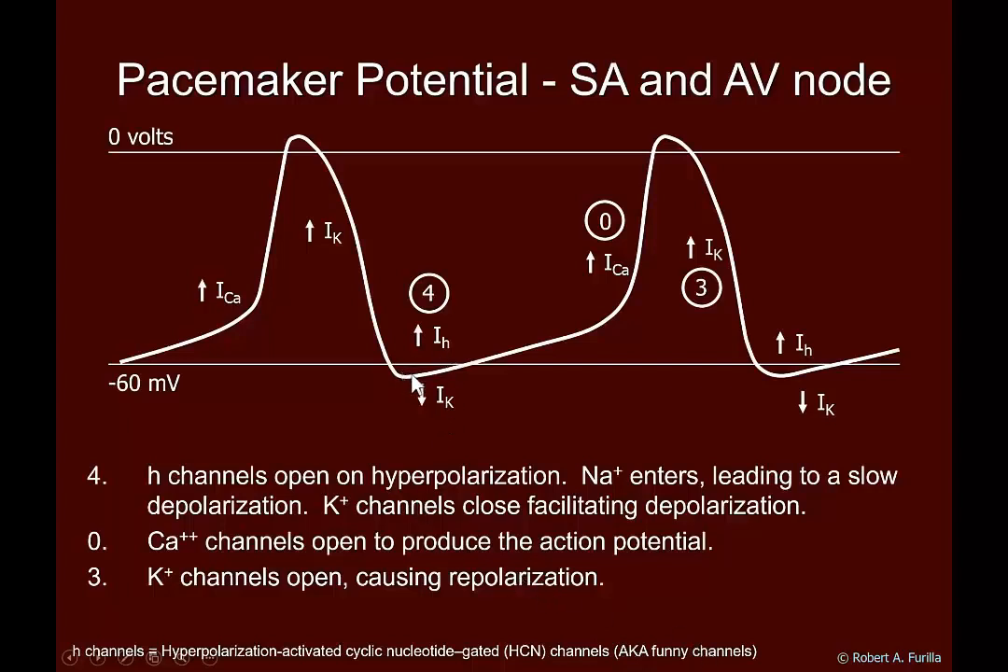Well, these H channels open once the membrane potential has fallen below the normal resting potential. When they open, sodium leaks in until we reach a threshold for calcium voltage-gated channels. At that point, calcium channels open and we get an action potential. Almost immediately after they open, potassium channels then open, repolarizing the cell. Once it falls below resting, the same thing happens. Sodium channels open, you get leakage current, and that reaches the threshold for the calcium channels.